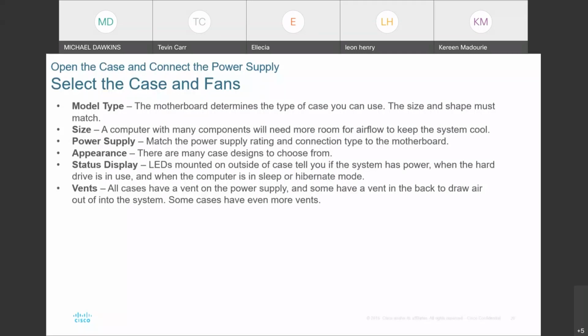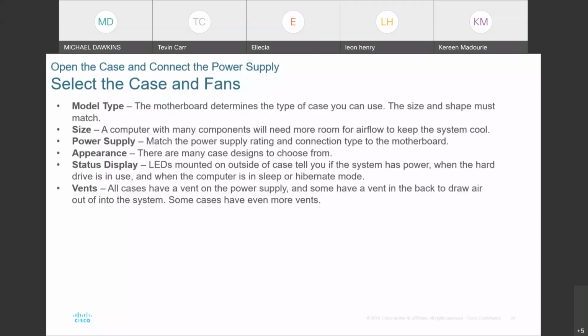Then we have the status display. Those are the LEDs that we'll see on the front of the computer, sometimes on the side, depending on the model or the design of the case. Then you'll have the vents. The vents, how about that, guys?